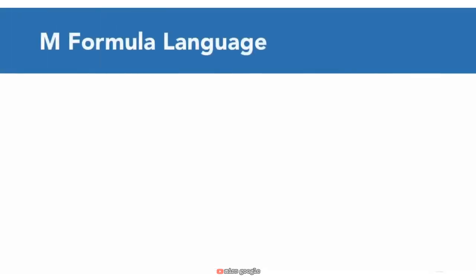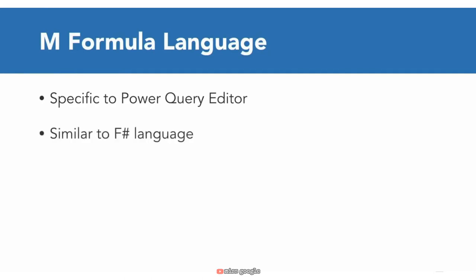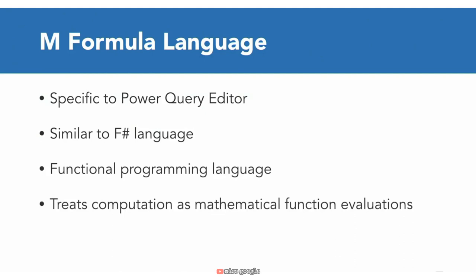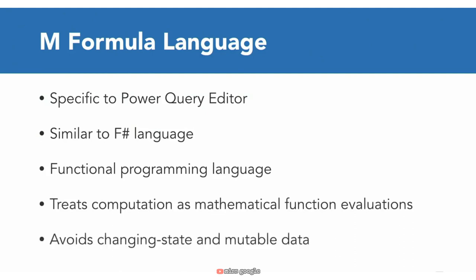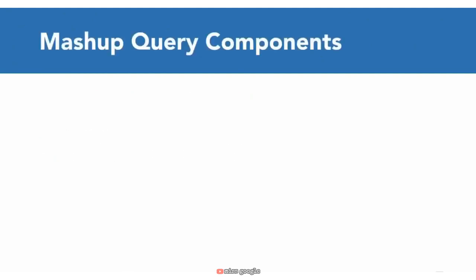Microsoft develops the M formula language specifically for working in Power Query, although it shows similarities to the F# language. It is a straightforward functional programming language that treats computation as mathematical function evaluations and avoids changing state and mutable data. Within a mashup query like M, we can have variables, expressions, and values.